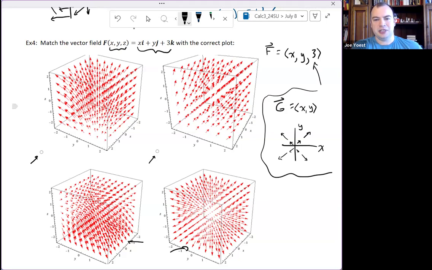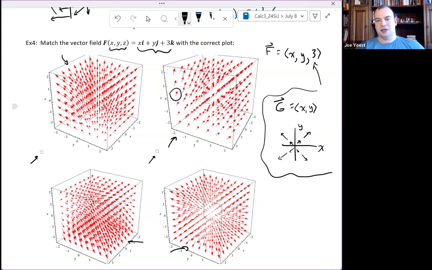Well, if I imagine my z-axis being somewhere, these vectors in the top right here all seem to be kind of pointing in the same direction. Sometimes they'd be pointing towards the z-axis and sometimes away from the z-axis. But it seems like over here, they always seem to be pointing away from the z-axis, right?